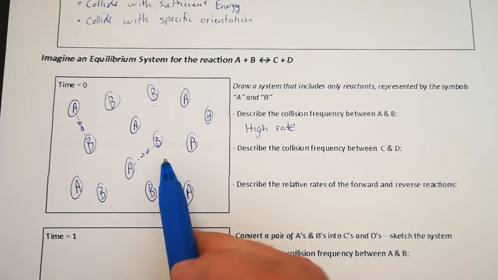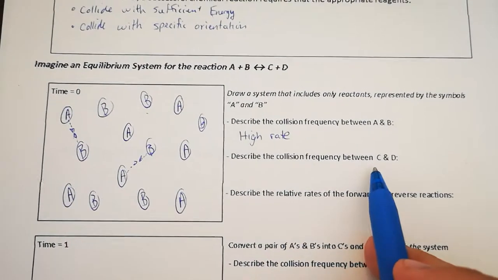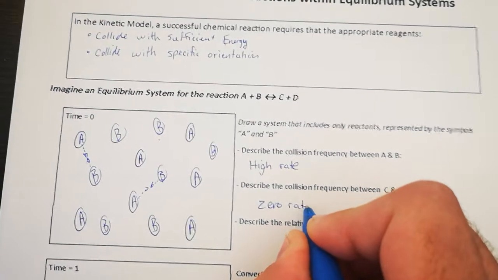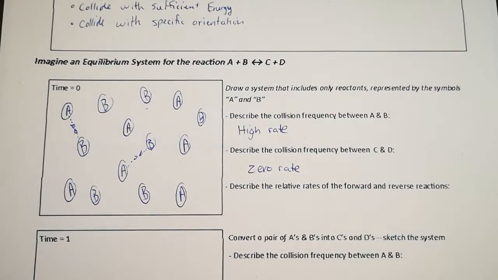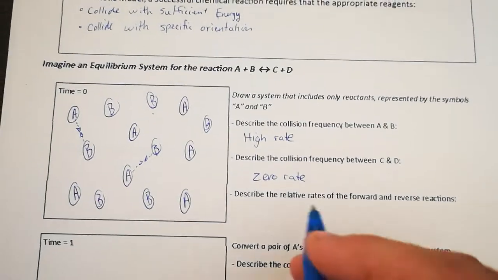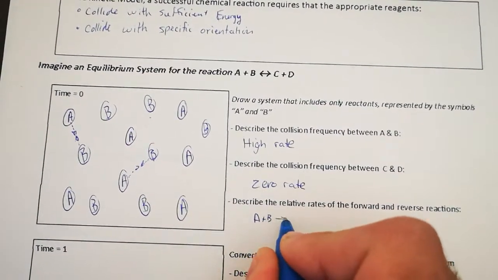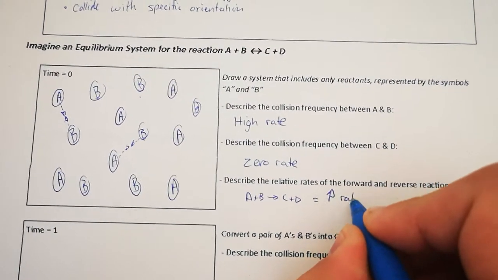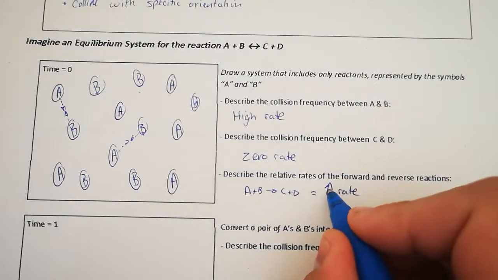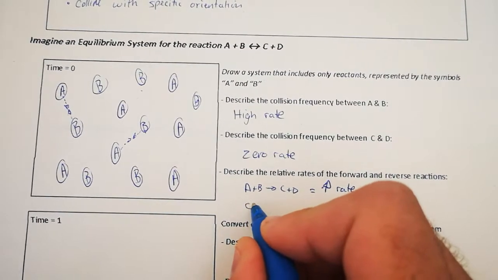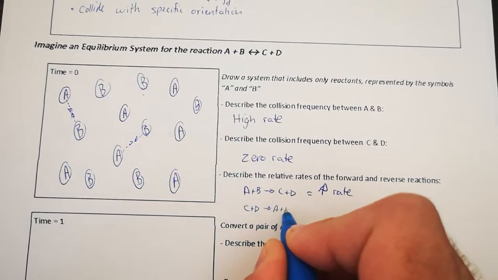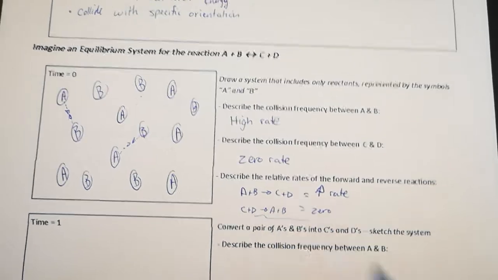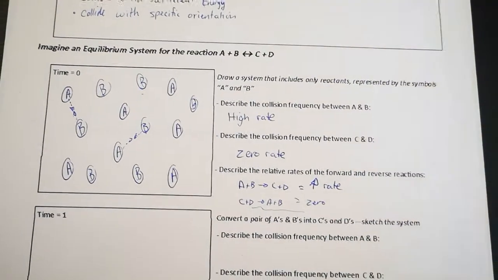If there aren't any C's and D's to collide initially, then the collision frequency between C and D is 0. They're not smashing into each other at all. So if we have to describe the relative rates of the forward and the reverse reaction, if A plus B forming C plus D is the forward reaction, it occurs at a high rate. And the reverse rate, the C and D forming A and B, that reaction, the reverse rate is not happening at all at time zero.